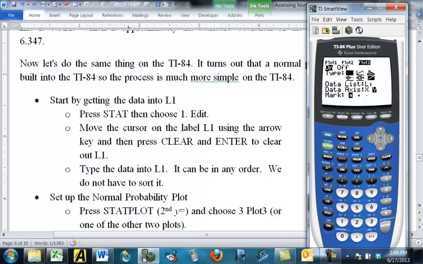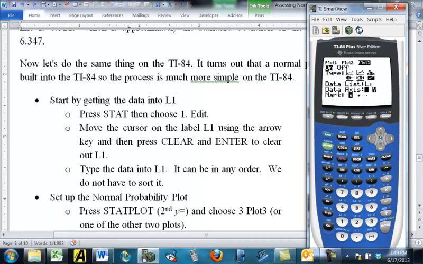The first one's a scatter plot. We have a histogram, box and whiskers plots. The last one is a normal probability plot. So we select that. And it's going to ask us where our data is. My data is in L1. And for our data axis, do we want our data on the X or the Y axis? It'll do it either way.